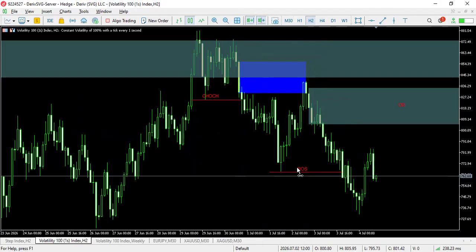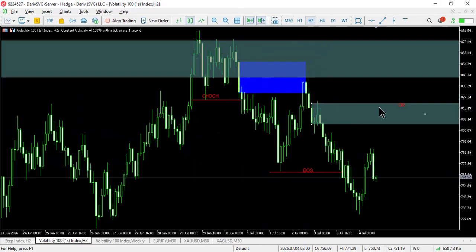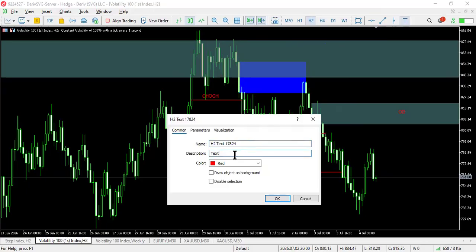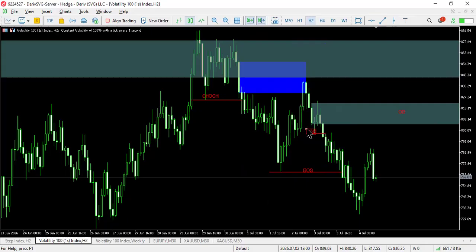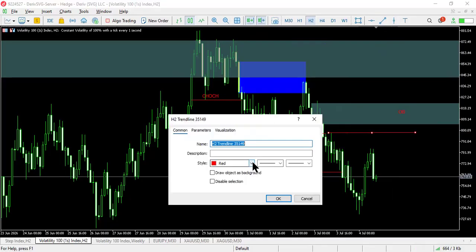However, we have this general break of structure here. And then we have that order block emanating from this internal break of structure. So I'm going to be positioning for that order block, which was caused by that internal break of structure. And I'm seeing this level as my liquidity level that price has to clear to take me into that order block.